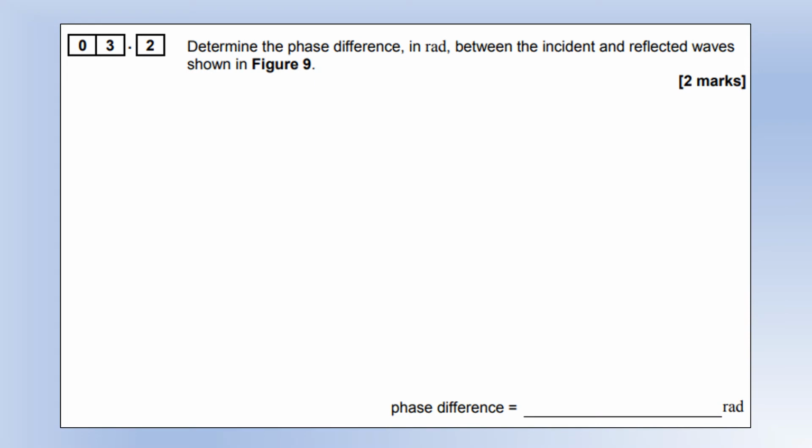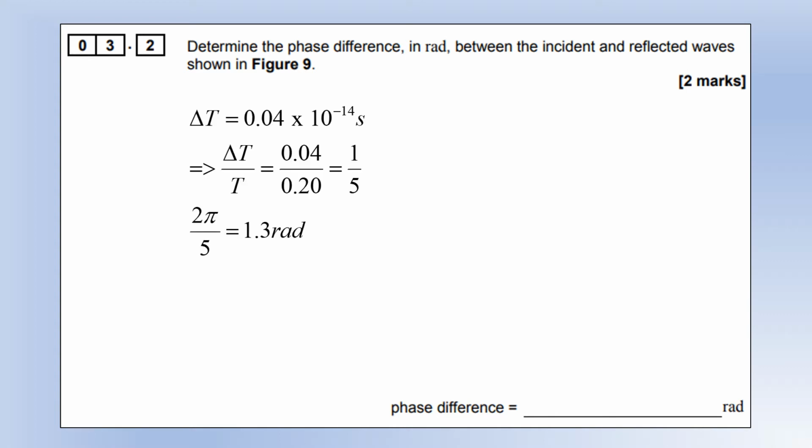So determine the phase difference in radians between the incident and reflected waves. As I noted earlier, the time difference between them is 0.04 times 10 to the minus 14 seconds. If we express that as a fraction of the whole time period, we can see that's a fifth of one time period. So the phase difference is going to be a fifth of 2 pi, which is 1.3 radians.